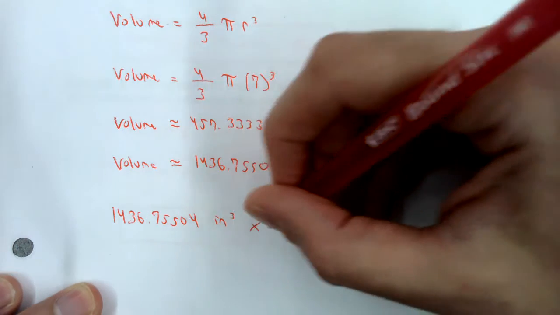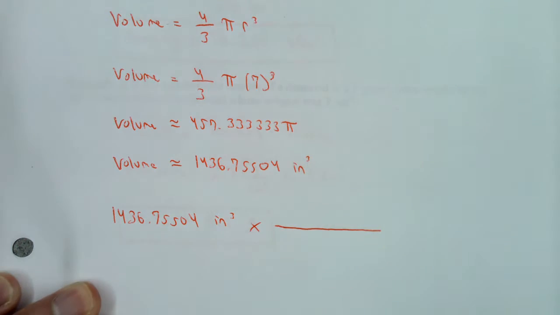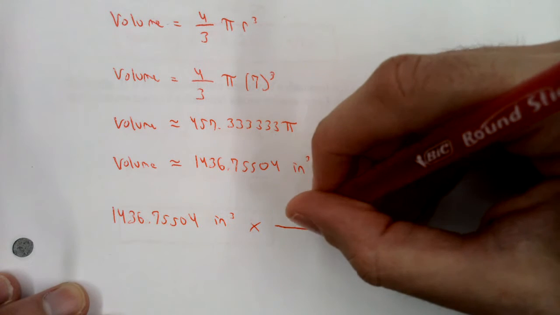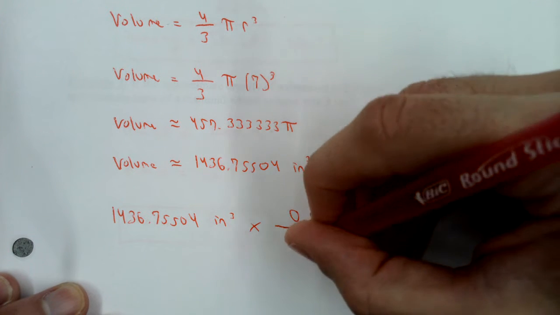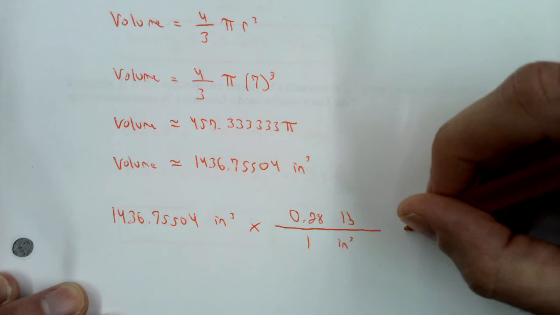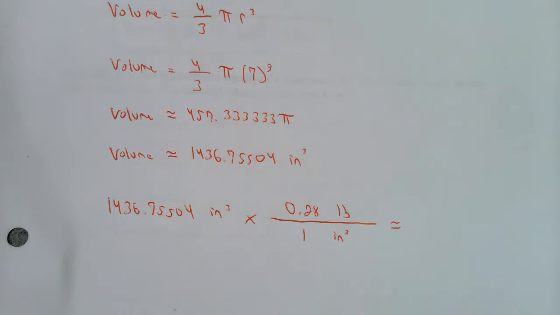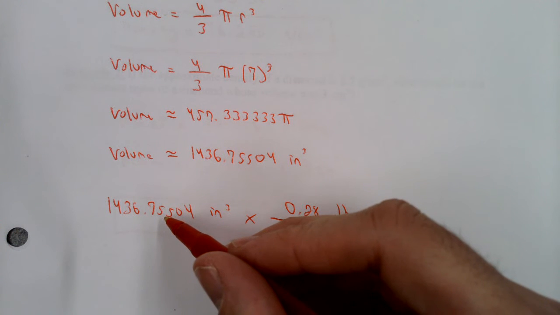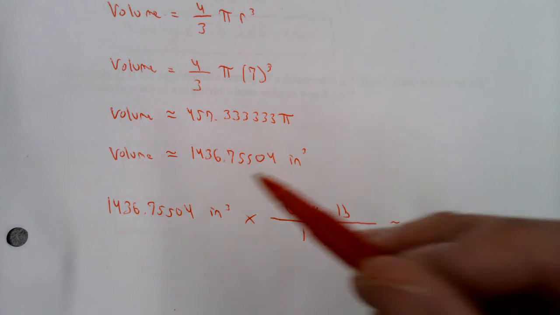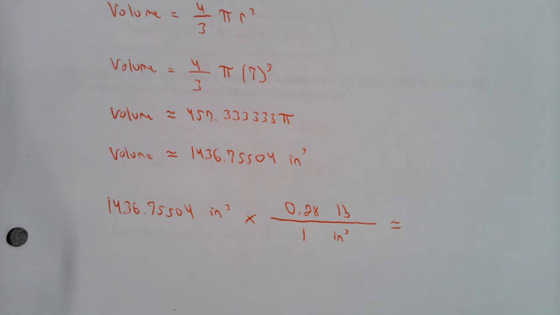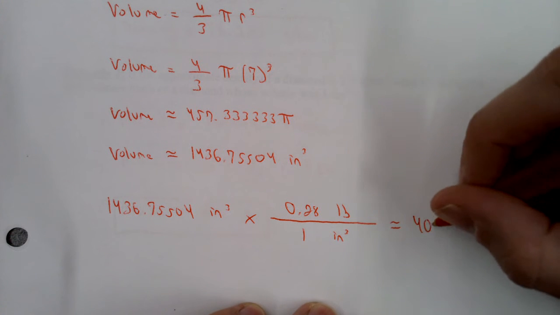And we're going to convert. According to the problem, 0.28 pounds is 1 inch cubed. So that's what you're going to multiply. You're going to do this number, 1436.75504 times 0.28. That's going to give you 402.3 pounds approximately.